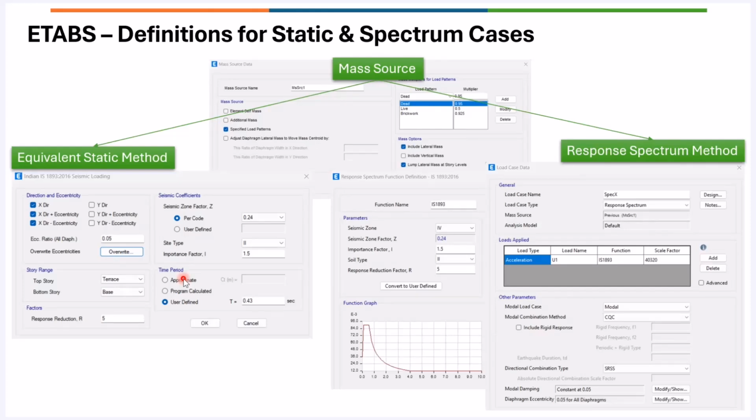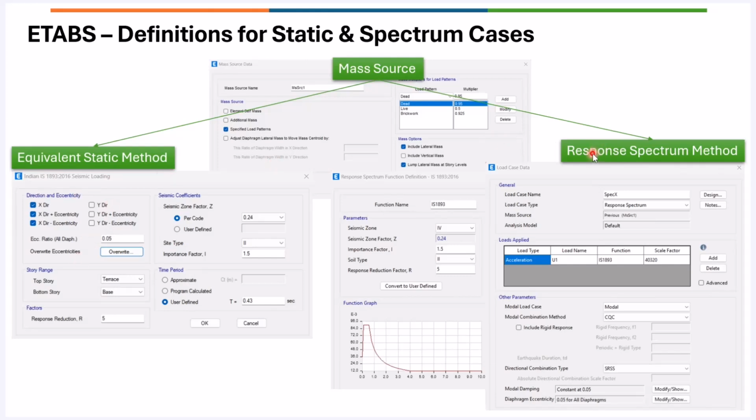Now in ETABS, these are pretty much automated. So we can straight away define the necessary definitions and start with the application of load and perform the analysis. The very basic requirement would be the mass source. The mass source definition you find under the Define menu. Mass source is going to be the source of mass for all the lateral load analysis. It can also give the seismic weight to the equivalent static method.